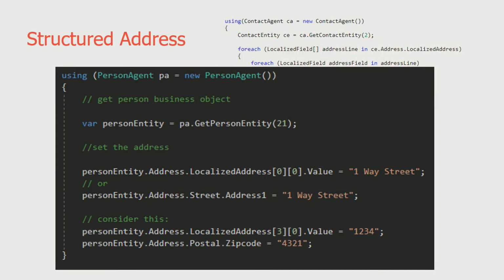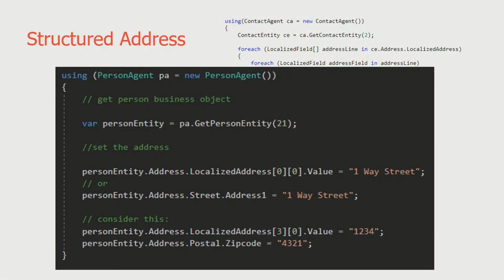I do need to warn you though, if you do it the other way around, like on that last line, and you say personentity.address.localized field, and you populate the value that should be a zip code, and then you go ahead and populate the zip code again, and you save that, what do you think is going to happen? You might expect that the last property that was populated wins, 4321, but that would be wrong. Localized address overrides anything that's set inside the other properties. Okay? Just know that. So use one or the other, but not both.